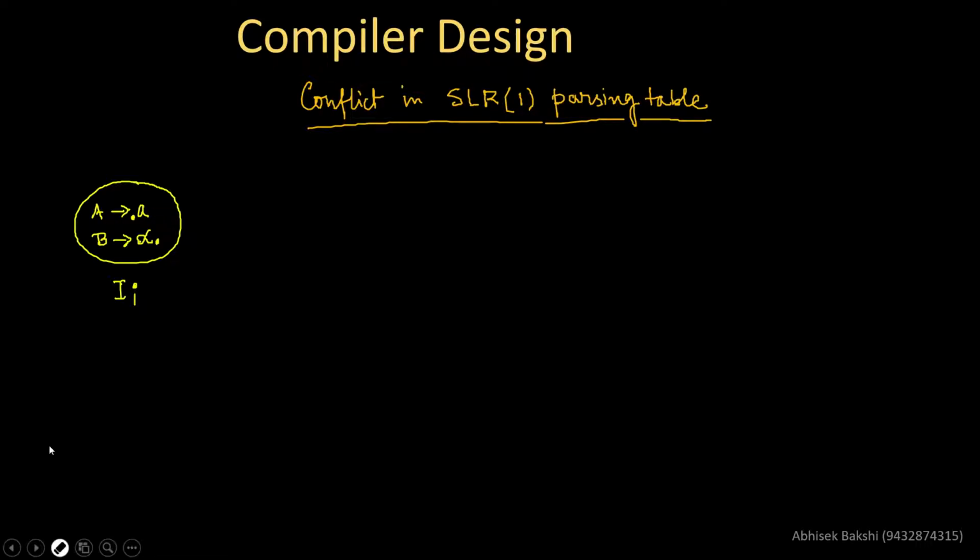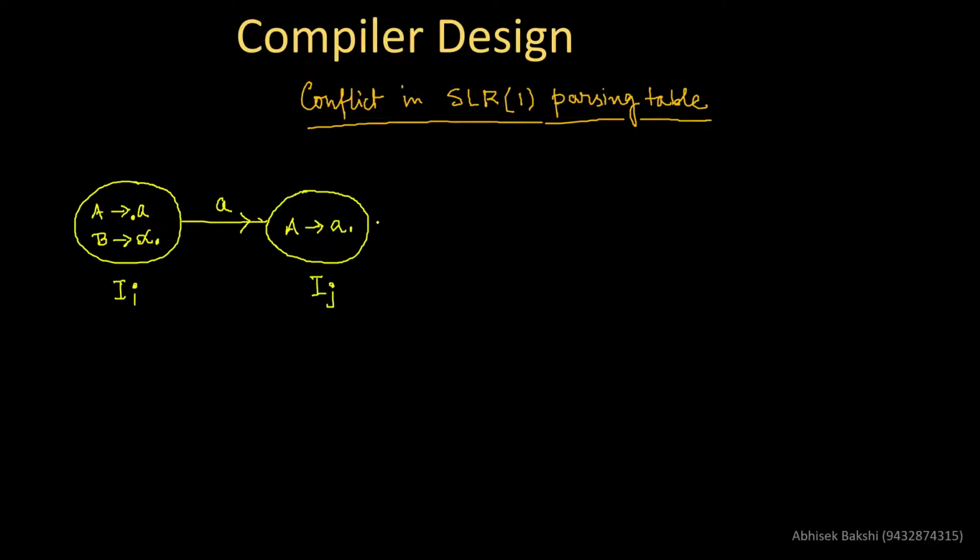Since there is no difference in the state diagram, I hope you can understand that because of this small a, I will have a transition from this Ii state to some Ij state, where you will write A to A dot or something like that.